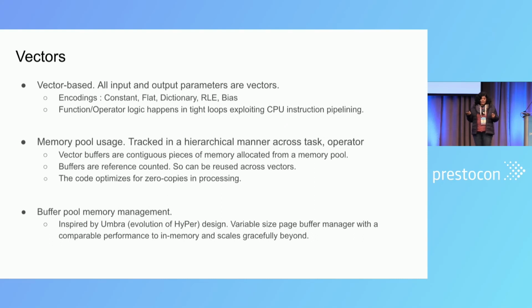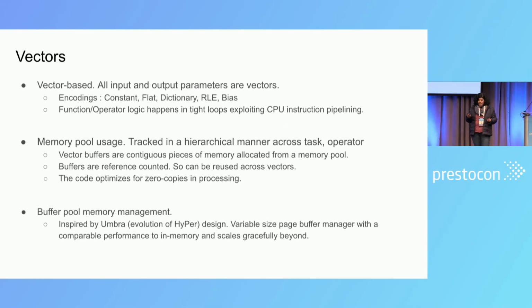And basically a vector maps to a memory buffer, and the buffer is a contiguous piece of memory. The buffers are reference counted, so they can be reused between vectors, and these vectors can be reused across operators. If your operator doesn't change anything, you can simply pass that buffer of vectors to the next one. And there are a lot of optimizations for zero copies in between. This exploits all the memory locality you can get, and so we can use SIMD as much as we can.